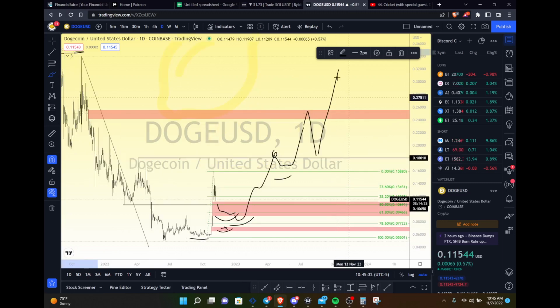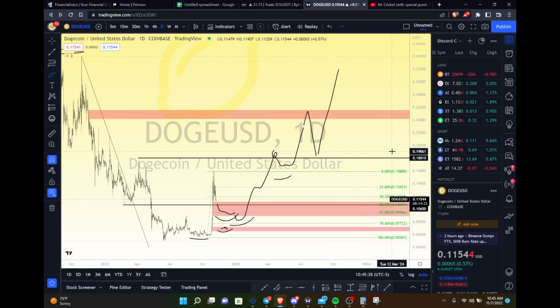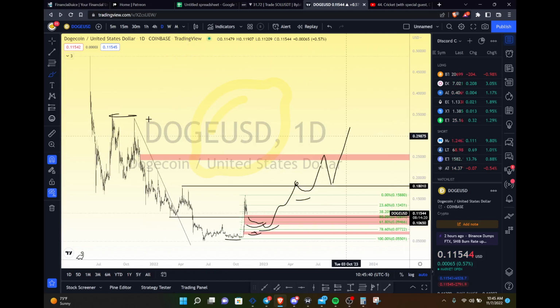So for the Elliott wave guys, wherever that ABC goes, I don't know. Again, I'm not an expert in Elliott wave, but you'll look for the ABC after this gets taken out, or at least tapped into.